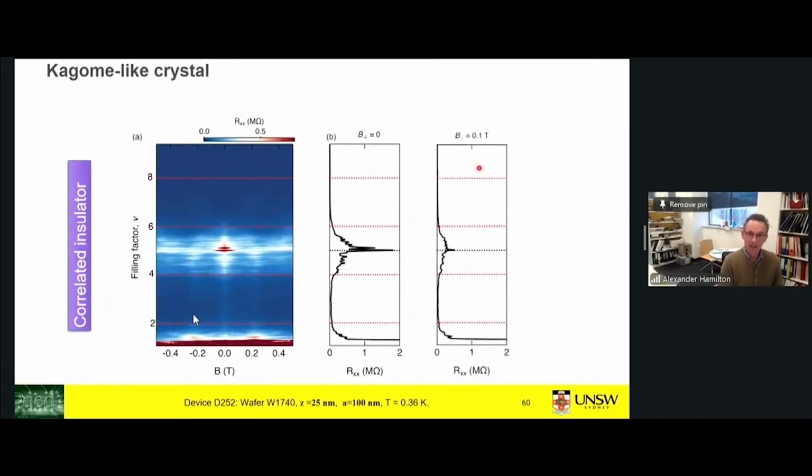If you apply a very small magnetic field, 0.1 Tesla, that correlated insulator, that resistance peak, is dramatically suppressed. It was 2 mega ohms, it now goes down to about 200 kilo ohms, so it's suppressed by an order of magnitude just by 0.1 Tesla. But if you zoom in, it's actually got quite a similar shape to what it had before. And there's this huge peak in resistance always right in the middle, where that flat band would be.